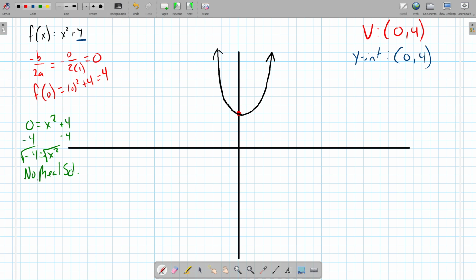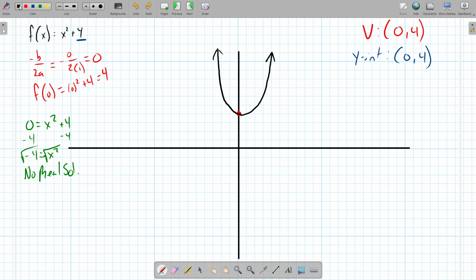If we did get a solution, whatever those points were would be our x-intercepts, and that would make our parabola. But that did not happen in this example. Alright, so we found x-intercepts, there weren't any. We found the y-intercept and the vertex.